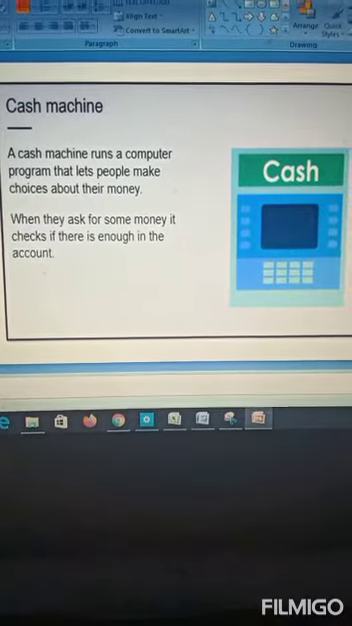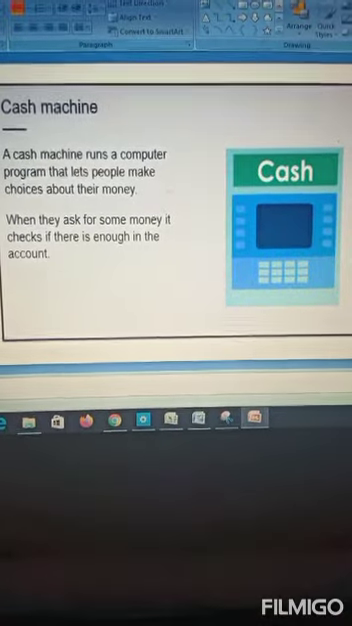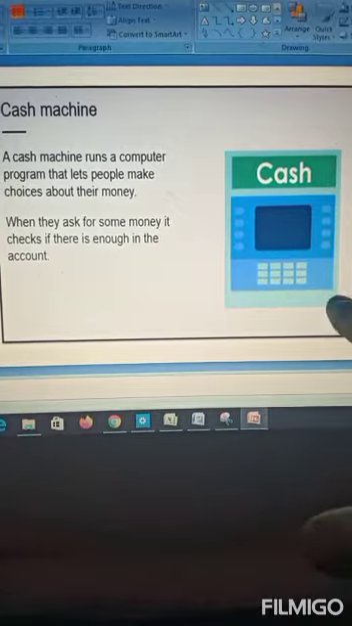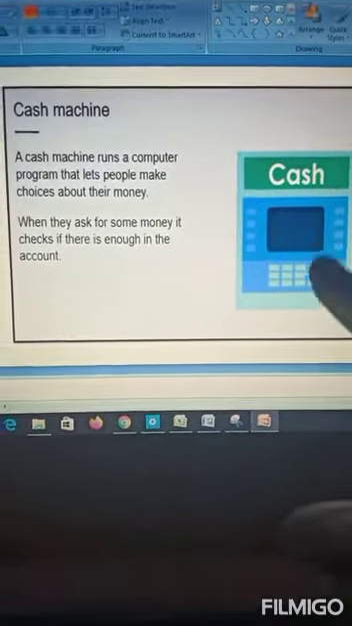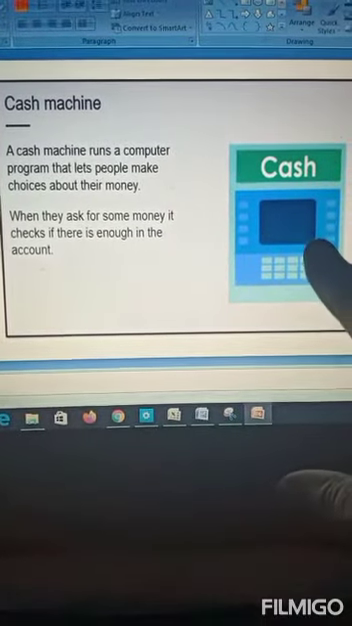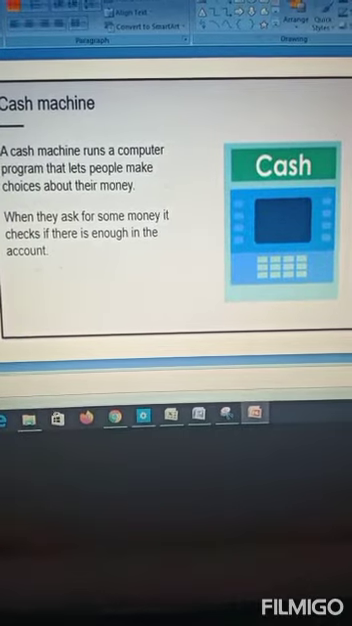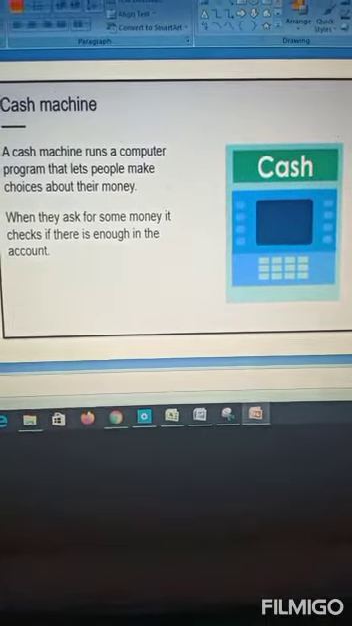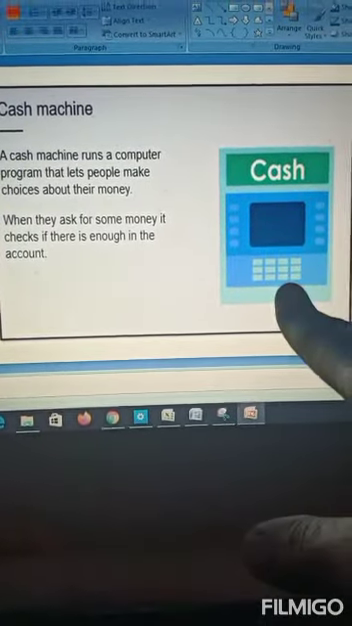This ATM machine lets people make choices about their money. Whatever amount they want, the ATM machine gives that amount to the person who has gone to the ATM machine for cash. The ATM machine also tells us about the amount in your bank. How does it do that? It gives you the information of the available balance in your bank account.